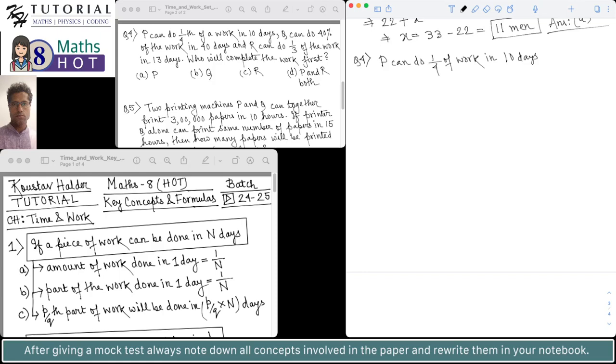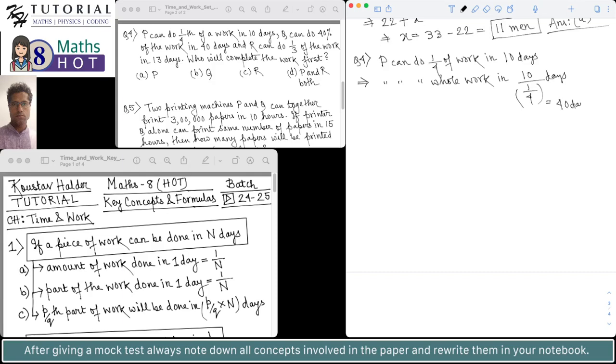So P can do 1/4 of work in 10 days. This implies we can say that P can do the whole work in 10 divided by 1 by 4 days, which is equal to 40 days.